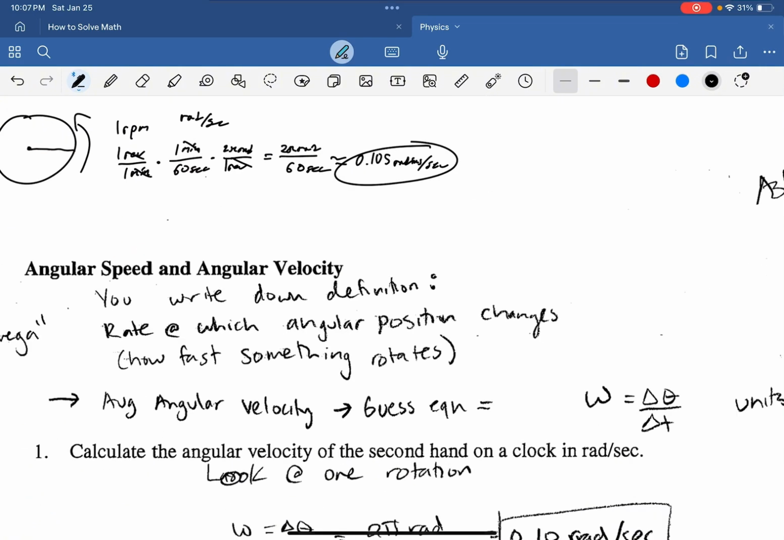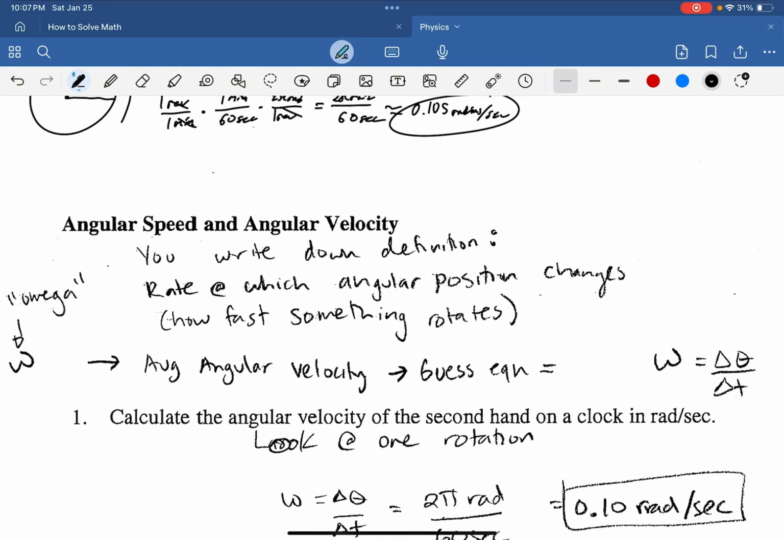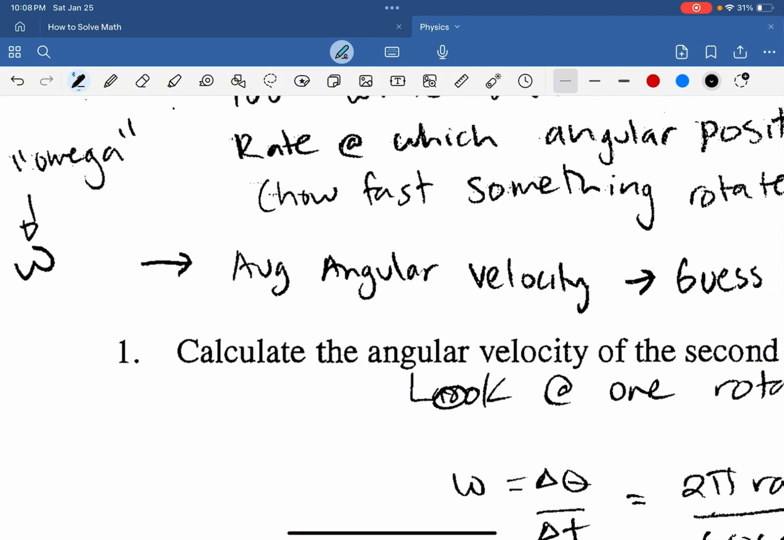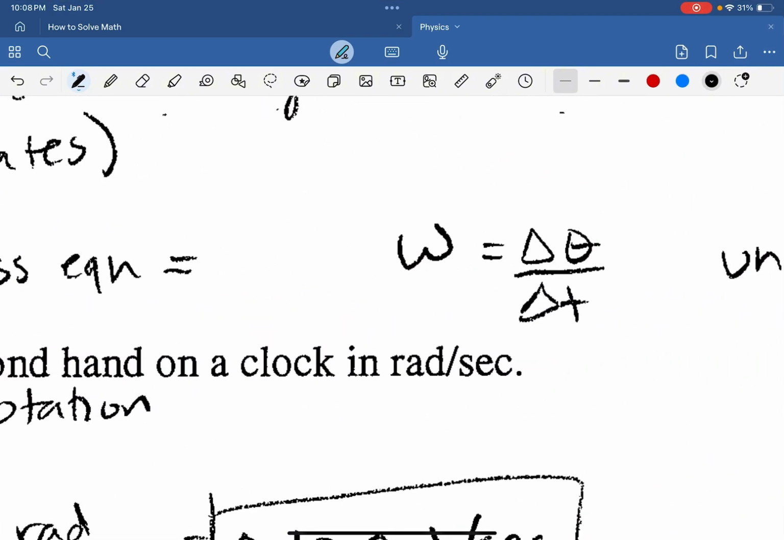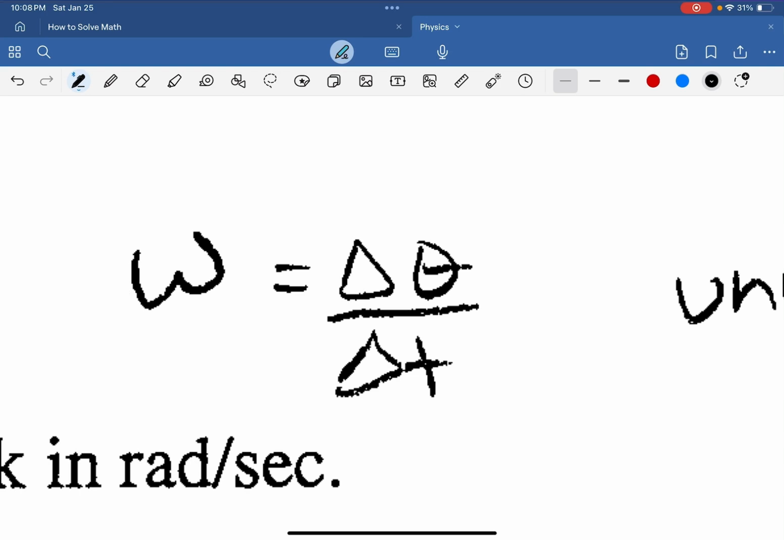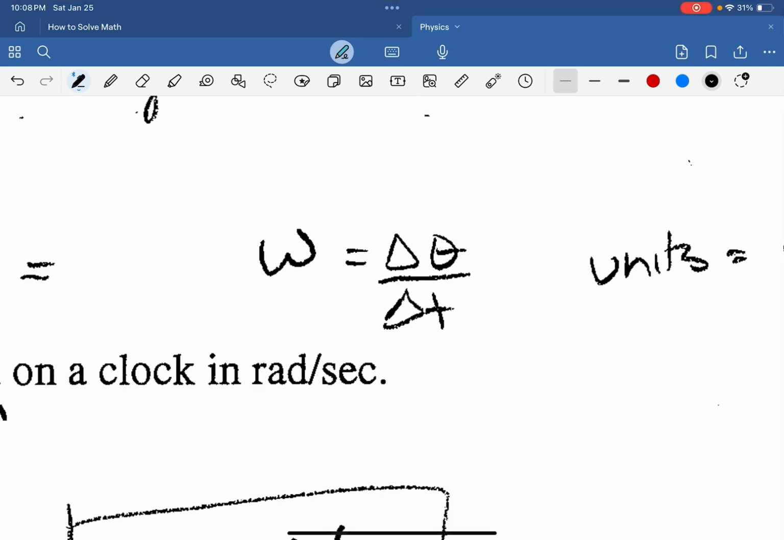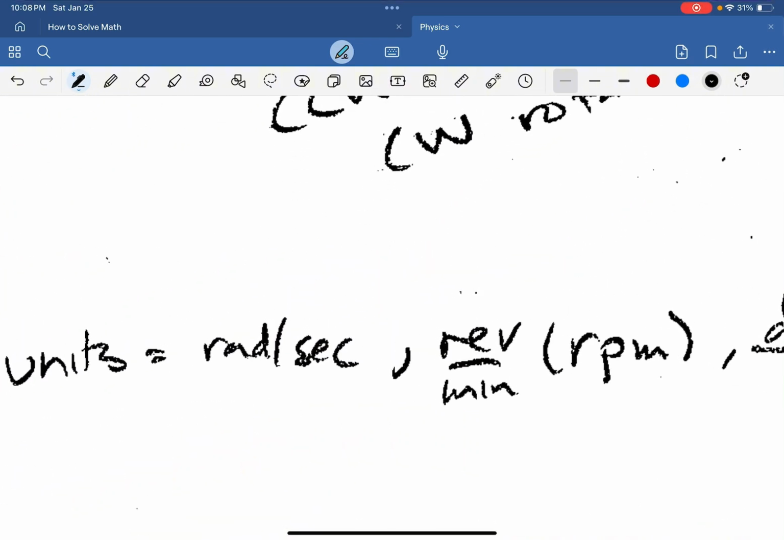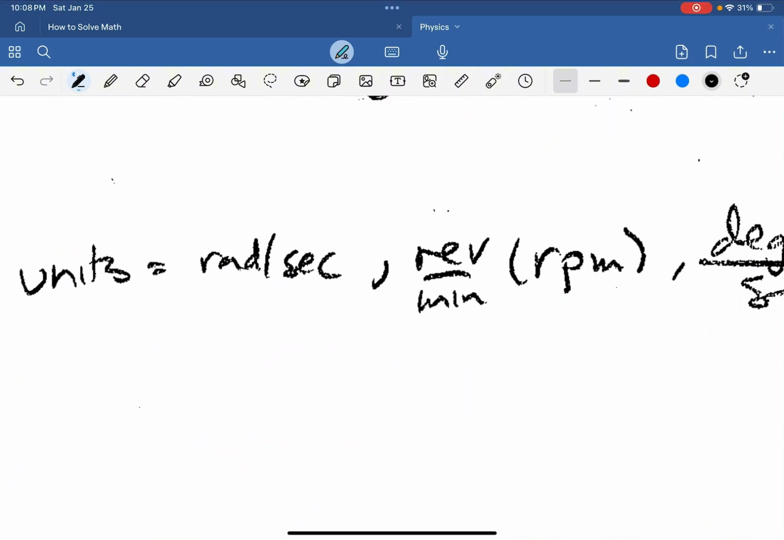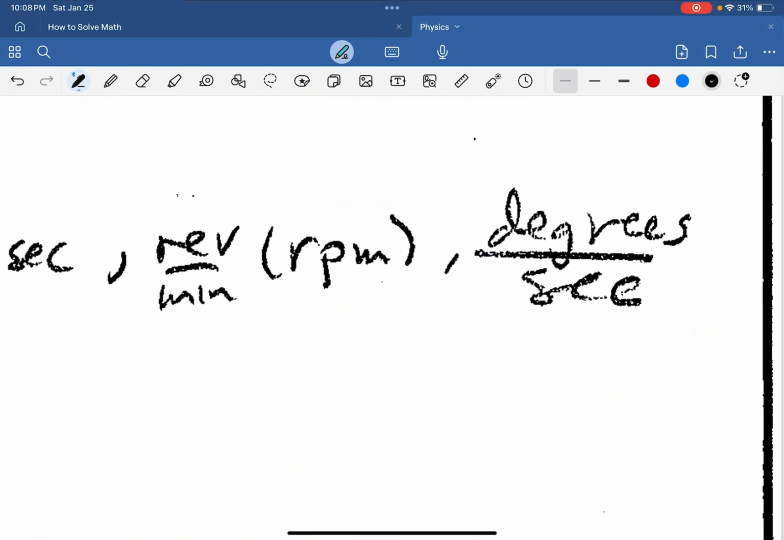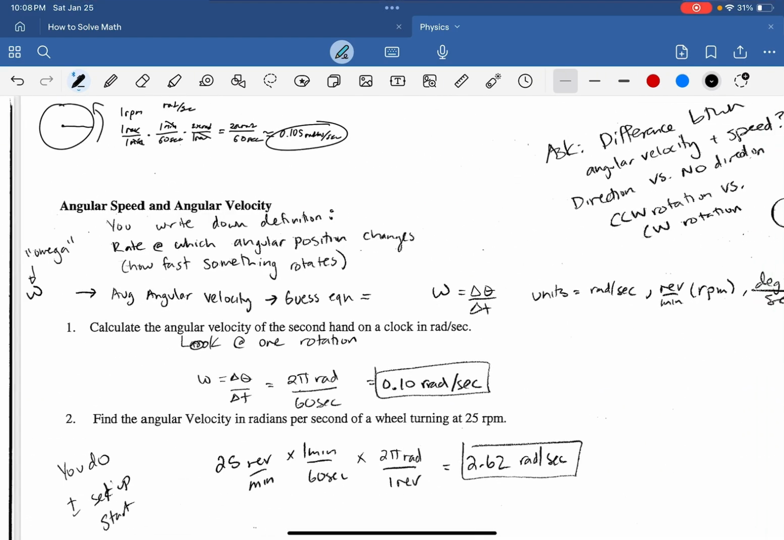There you go. This is angular velocity, and the letter we use for angular velocity is omega, which kind of looks like a W, but it's omega. Average angular velocity has the equation delta theta over delta time, which just means change in theta, or change in angular position, over change in time. The units we're going to use for this are radians per second, revolutions per minute, which I actually used right there, and degrees per second.